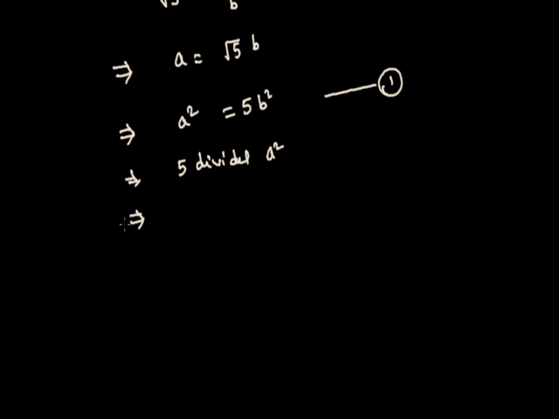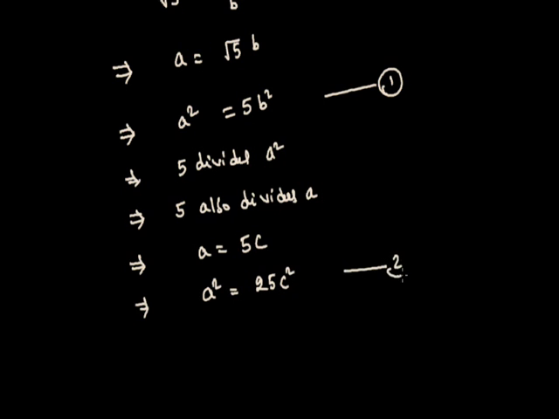If 5 divides a square, because 5 is a prime number, if any prime number divides a square, then it will also divide a. So 5 also divides a. Now we can say that a equals 5 times c, where c is any quotient. Squaring both sides, a square equals 25c square. Let this be the second equation.